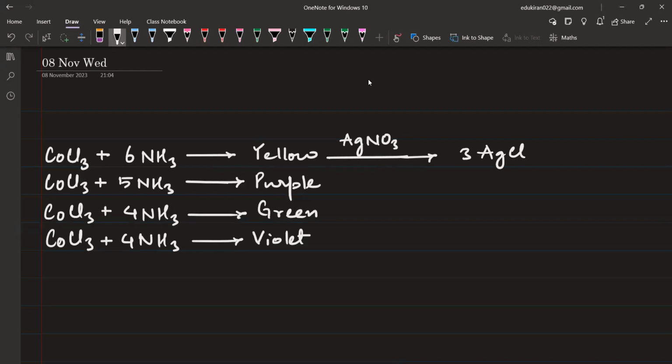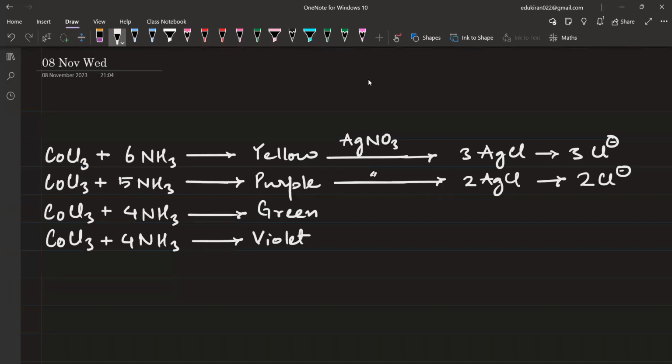This suggested that in this yellow colored compound, there were 3 Cl negative ions. That is why he is getting 3 AgCl. When he reacted AgNO3 with the purple color compound, he only got 2 moles of AgCl. What would it mean? How many Cl negatives are there in the purple color compound? Tell me, guys. What would this mean? Two, sir. 2 Cl negative ions will be there.